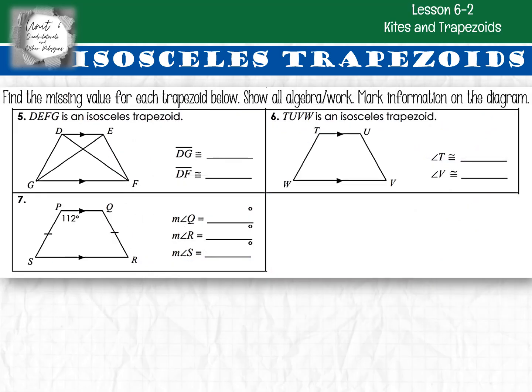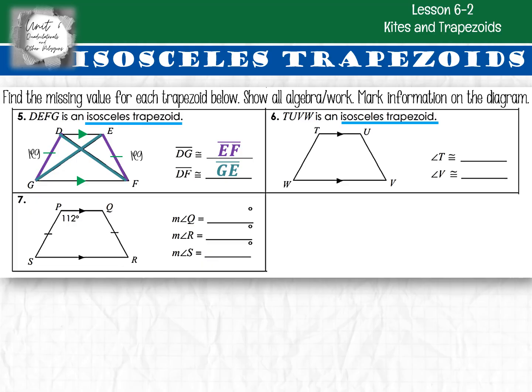Here we go. Find the missing value of each trapezoid below. Show all algebra work. Mark your information on the diagram. DEFG is an isosceles trapezoid. And we are looking for segments this time. Segments are congruent. Okay, so we're not looking for lengths. Segment DG, the leg, is going to be congruent to segment EF. Now DF is a diagonal, and the diagonals are going to be congruent if it's an isosceles trapezoid. So segment DF is congruent to segment GE.